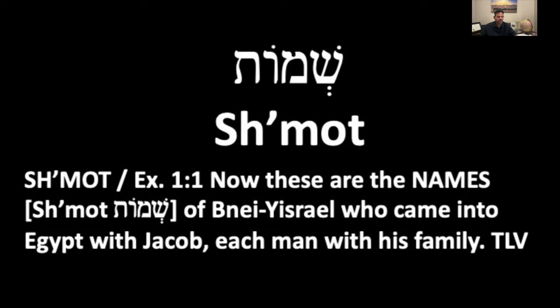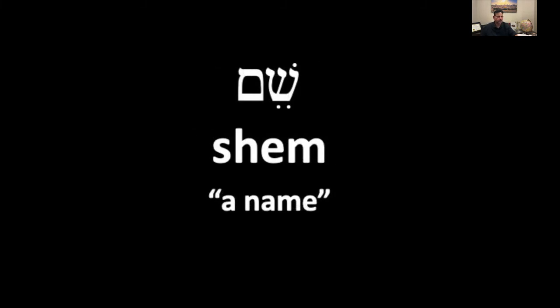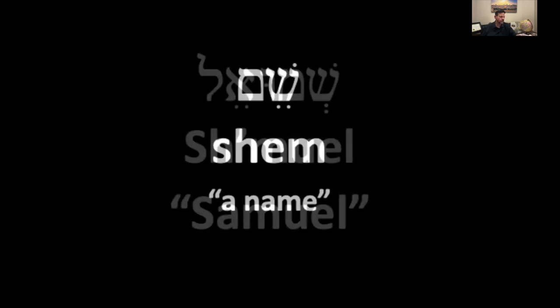Bnei Yisrael. B'nai is plural for ben. B'nai is the construct form, meaning sons of. So B'nai Yisrael, sons of Israel, who came into Egypt with Jacob, each man with his family. So the word Shemot, the name of the book and the name of the first portion of the book, is names. Because the singular form versus the plural, Shemot, is Shem. Shem, name.